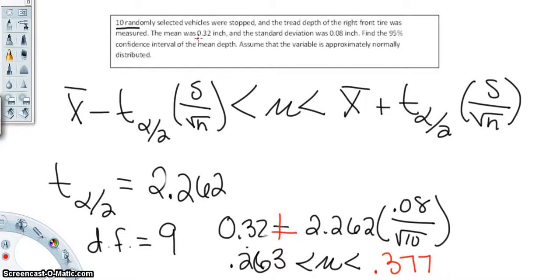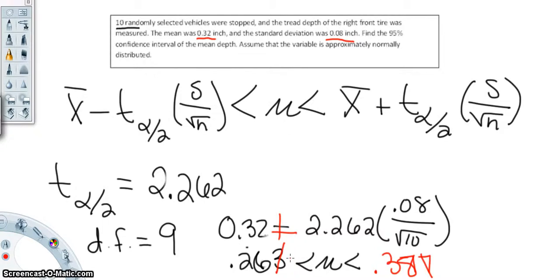Now we're looking at our inches. Our inches were measured in 2 decimal places. So I can actually round these to 2 decimal places. So I have 0.26, and I have 0.38 of an inch.